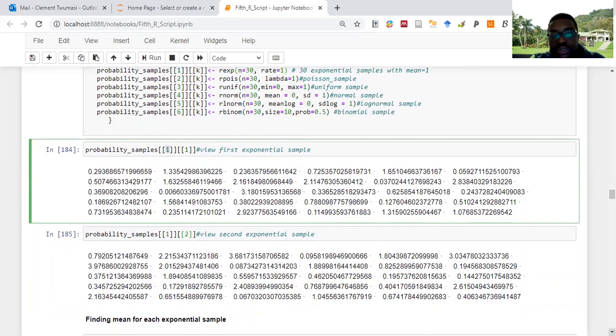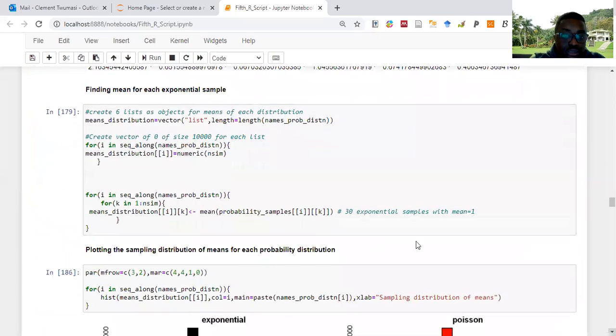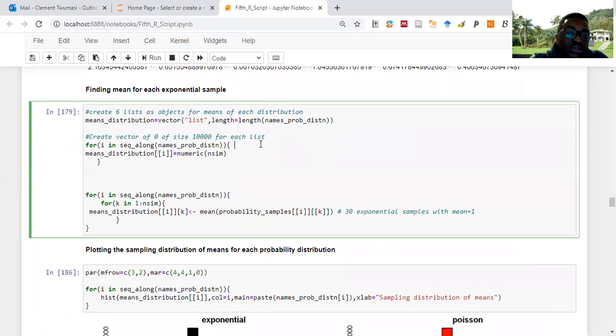Okay, fine. So now what we are going to do is that for each of these replicates, we are going to find the means of all these, and the mean of this will represent the mean for the first replicate of the exponential sample. Then finding the mean of this will give me the mean of the second replicate of the exponential sample. And we are doing the same for the other distributions. I usually love to do a lot of things at the same time, so I also needed to create another list where I'm saving the mean distribution for each of the 6 probability distributions.